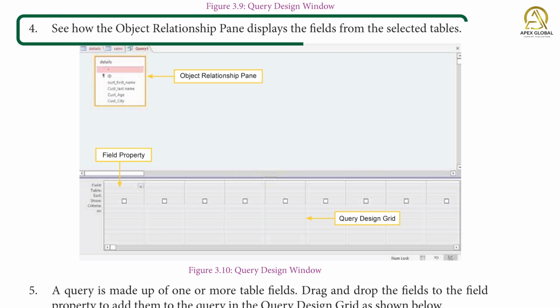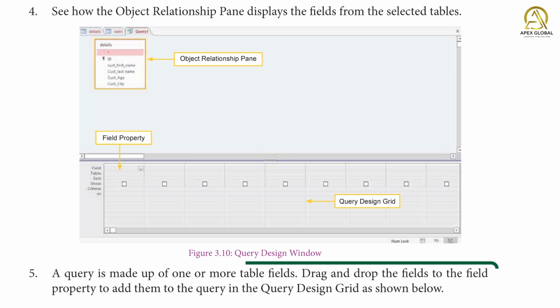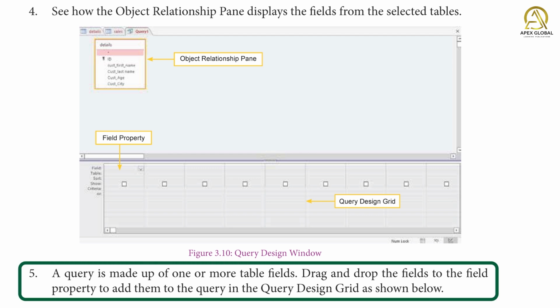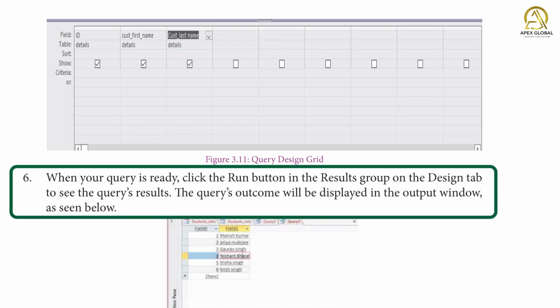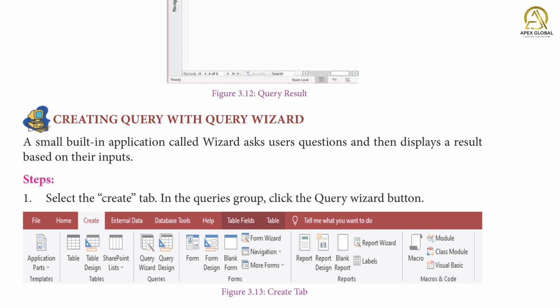4. See how the Object Relationship pane displays the fields from the selected tables. 5. A query is made up of one or more table fields. Drag and drop the fields to the field row to add them to the query in the query design grid as shown below. 6. When your query is ready, click the Run button in the Results group on the Design tab to see the query's result. The query's outcome will be displayed in the output window as seen below.